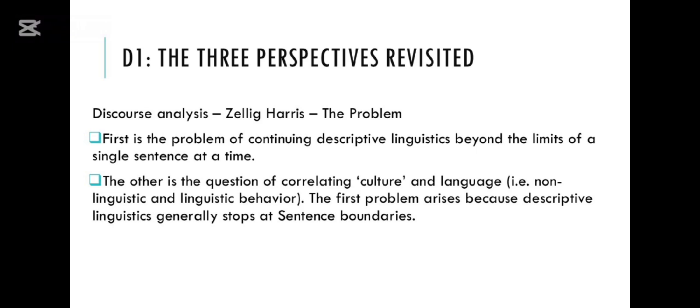First, we have Discourse Analysis by Zellig Harris, reprinted from Language 28, 1952, pages 1 to 13. In this perspective, one can approach discourse analysis from two types of problem. The first is continuing descriptive linguistics beyond the limits of a single sentence at a time. The other is the question of correlating culture and language, that is, non-linguistic and linguistic behavior. The first problem arises because descriptive linguistics generally stops at sentence boundaries.